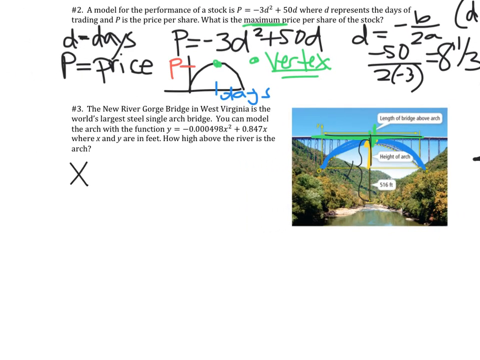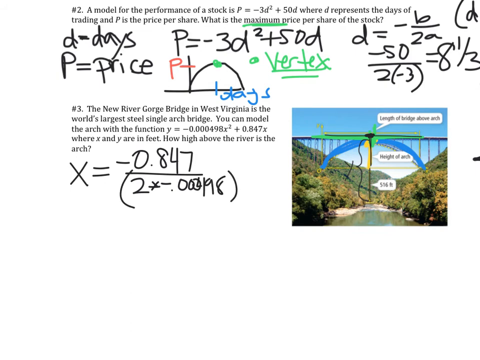Now, this is the vertex. We're always finding the vertex in these word problems. So we're going to do negative B over 2 times A. Now, if you're going to put this into your calculator, which you're going to need to, make sure you put parentheses around the entire bottom, like that. Okay? So plug that in your calculator.